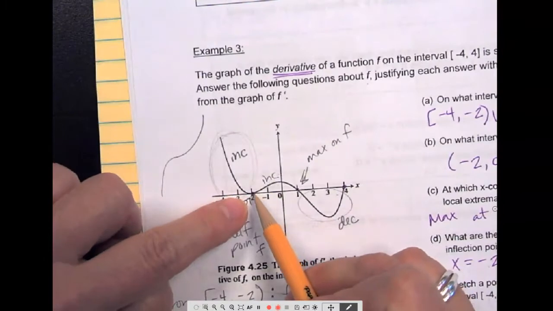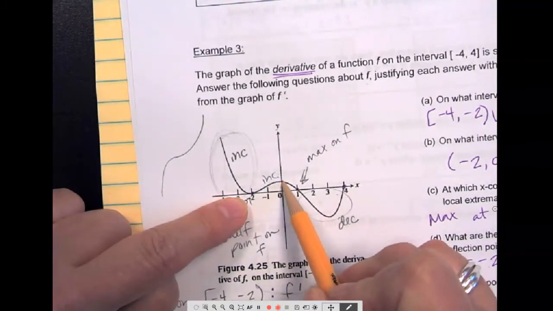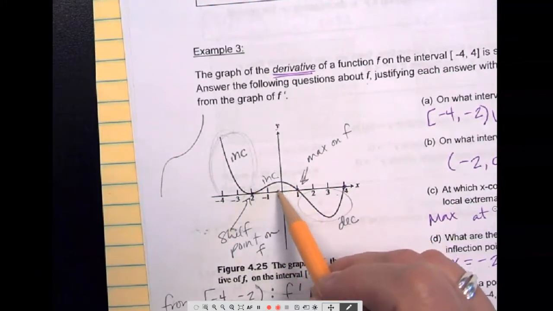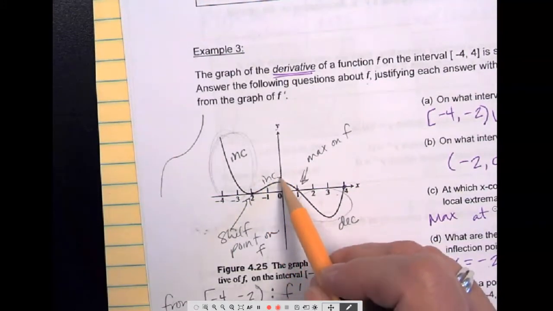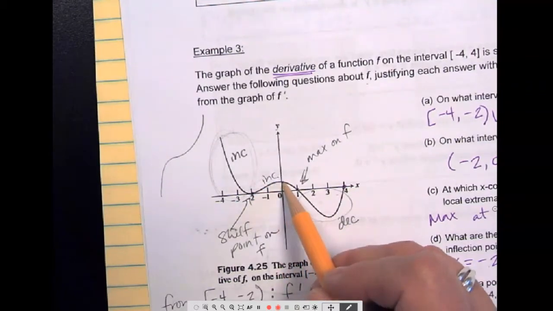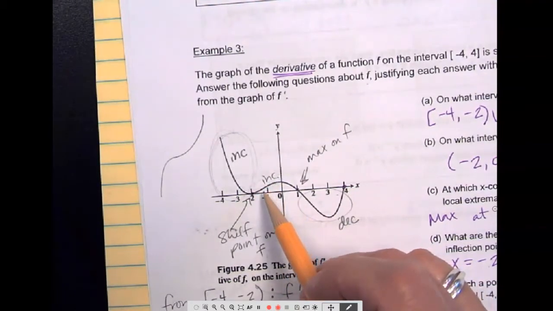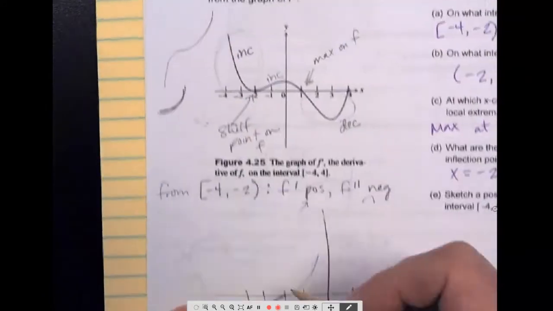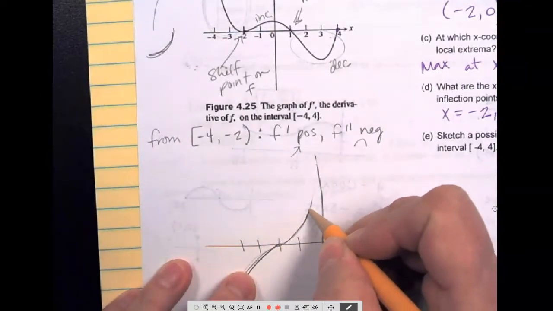Okay, but from -2 to 0, both derivatives are positive. First derivative is positive because it's above. Second derivative is positive because I have a positive slope. So if both are positive, that means it's increasing and concave up. What would that look like? This. Increase, concave up. So I know I have to turn it into something like this.